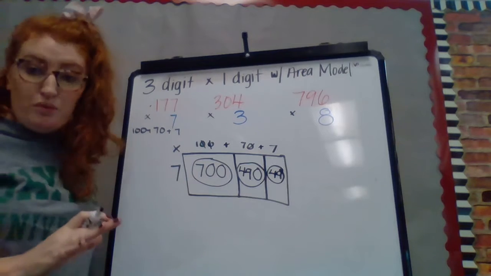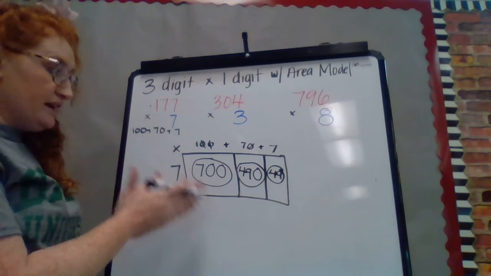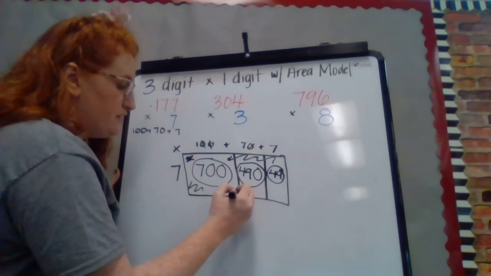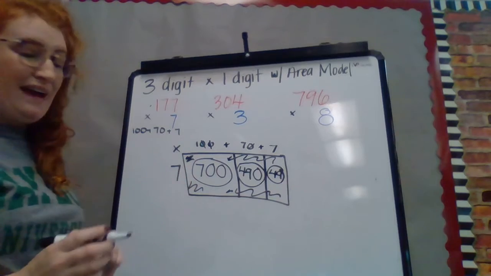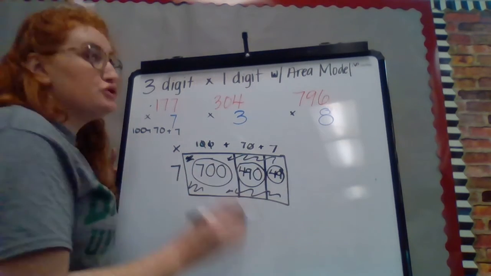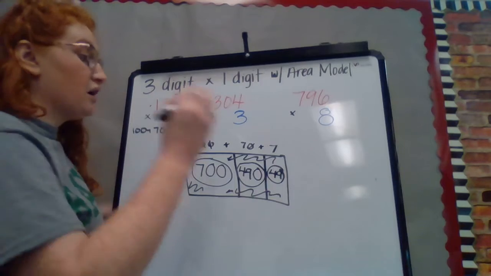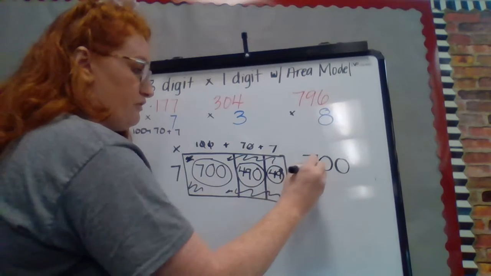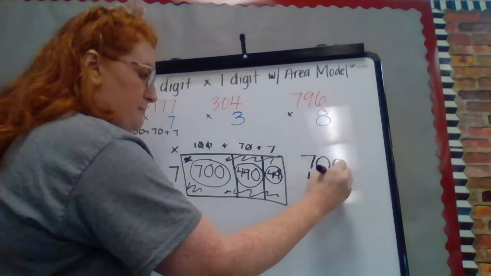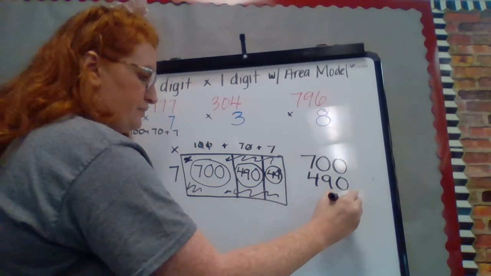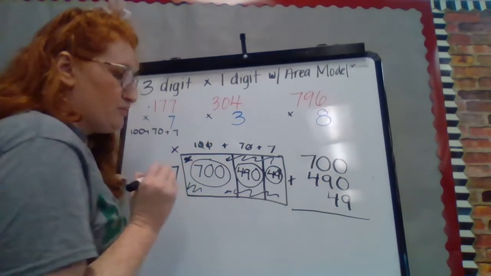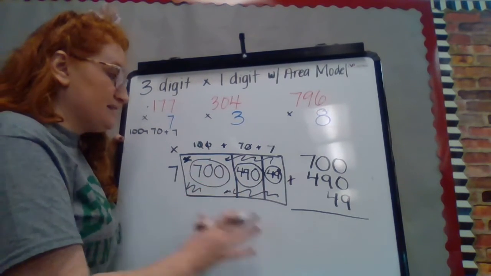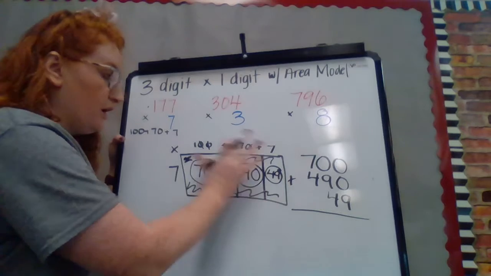So we've done all the multiplying that we need to do, but we're not done yet. In order to find out how much all of these numbers take up inside this box, we have to add them together. So again, it is super important that you are lining up your place values. First I have 700, then I have 490, and then I have 49. I'm adding these 3 numbers up. And remember, we are adding. You have to be so careful. When you have these products, you're adding the products to get the product of the whole problem.